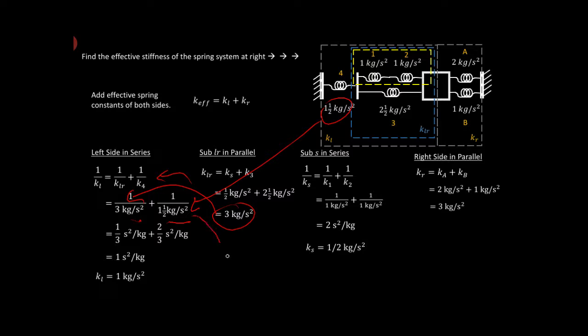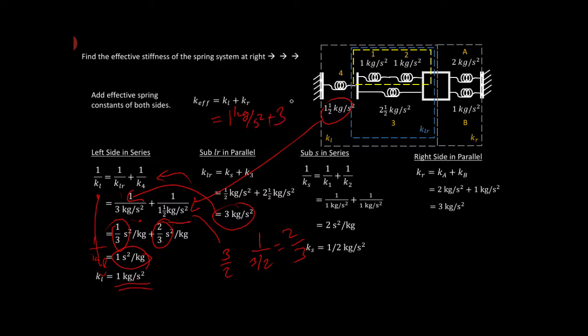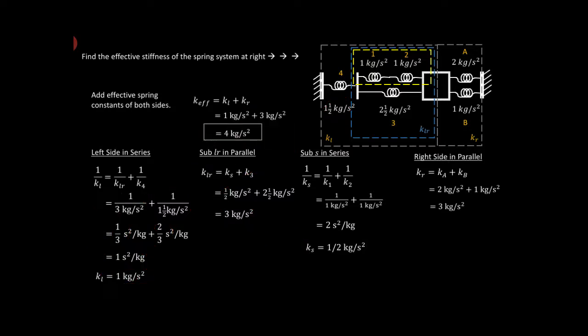So 1.5 is 3/2, right? So that 1 over 3/2 is equal to 2/3, which gets you this 2/3 here. And obviously 1 over 3 is 1/3. So I have 1/3 plus 2/3 is equal to 1. And then I have to flip it over because this is actually 1 over KL here. So I have to flip that over to get to KL. And so that's just 1. So 1 over 1 is 1. So we have 1 kilogram per second squared. So that comes back up here. So we have 1 kilogram per second squared plus whatever we had on the right, which is 3 kilograms per second squared. And that should end up equaling 4 kilograms per second squared. And that's how you do that there.